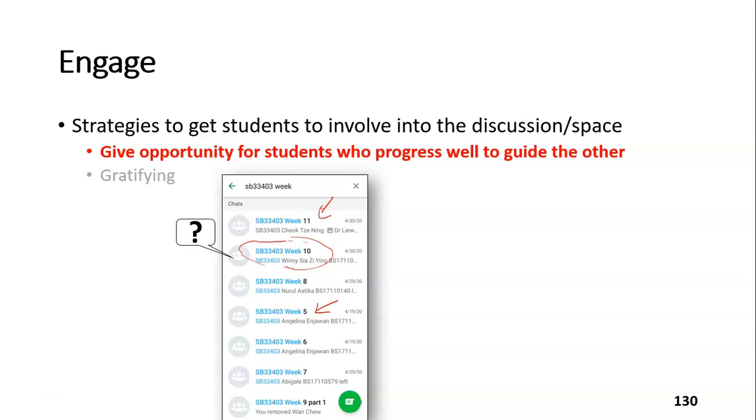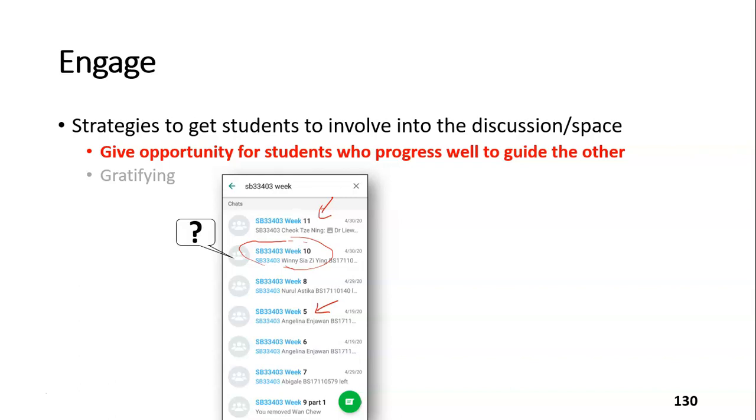And after that, actually, we can encourage the students to get involved in the discussion to help their classmates. Okay, so at the beginning, we're going to involve a lot of our time, but after 2 or 3 weeks, when there's a group of students who progress quite well, they will be able to help you. They are willing to help you.